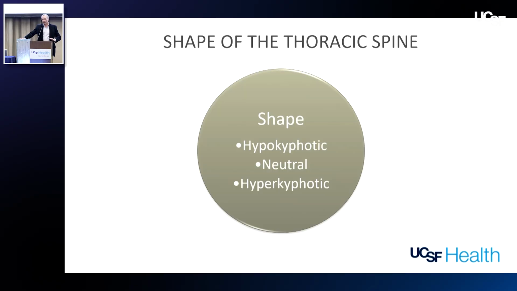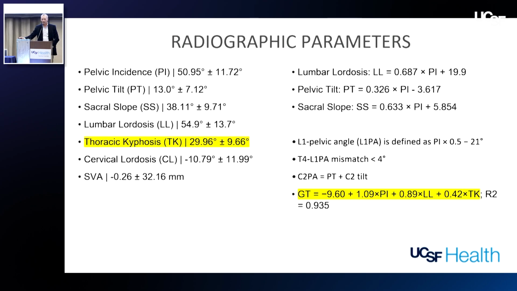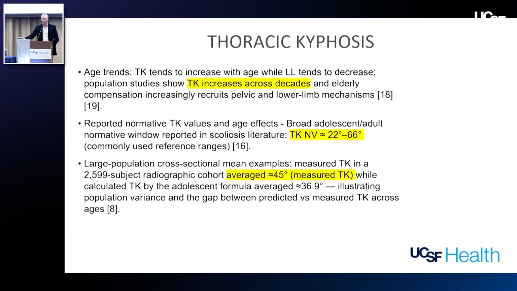So the shape of the thoracic spine, we'll go through a whole bunch of these. I think Justin did a great job of defining what normal or neutral is. I won't belabor the point, but there's a range, and we know that thoracic kyphosis increases across the decades as we get older.